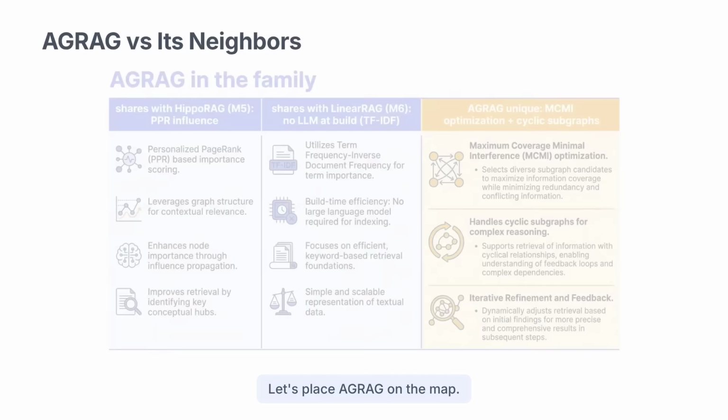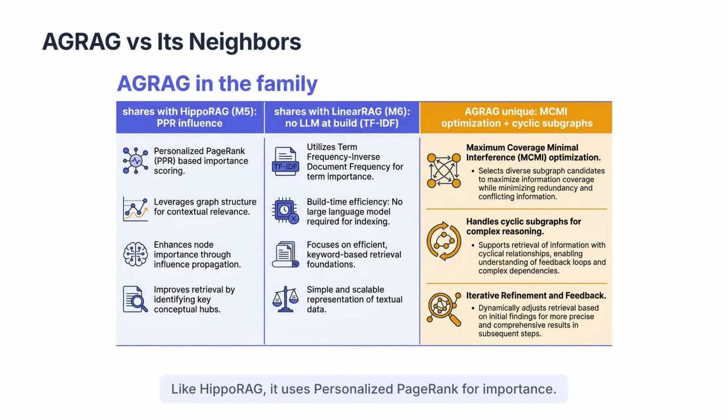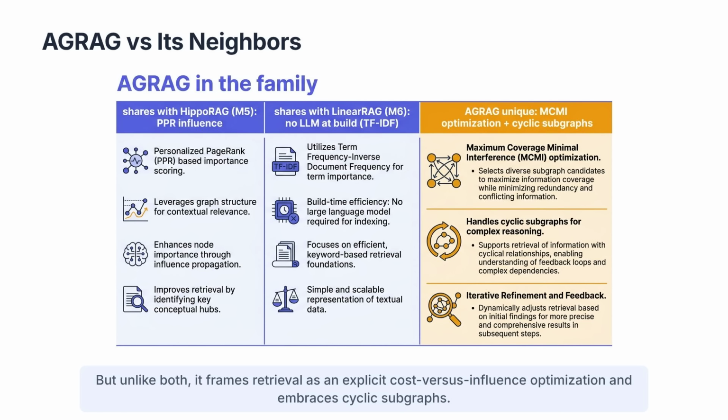Let's place AGRAG on the map. Like HippoRAG, it uses personalized PageRank for importance. Like LinearRAG, it skips language model extraction at build time. But unlike both, it frames retrieval as an explicit cost versus influence optimization and embraces cyclic subgraphs. It's the optimization-minded cousin in the family, a database researcher's take on graph retrieval.